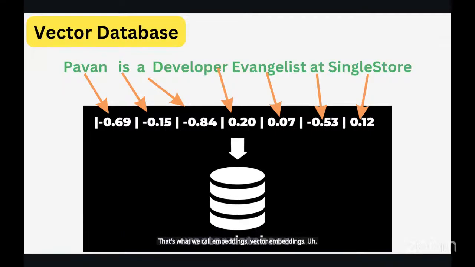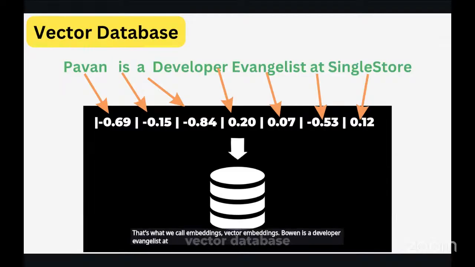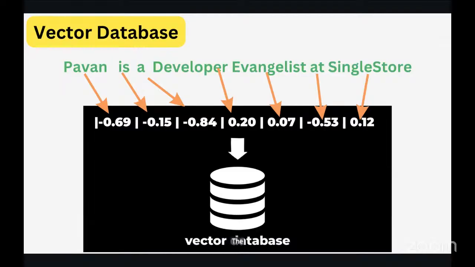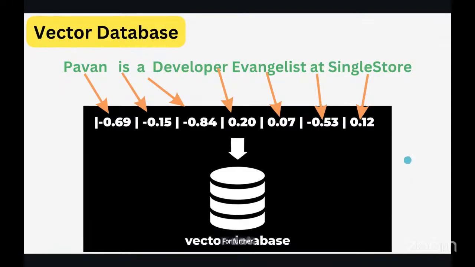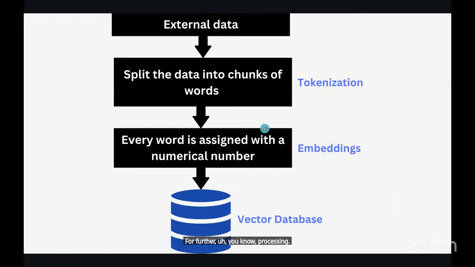Pawan is a developer evangelist at SingleStore. So the whole sentence gets chunked and each chunk is assigned a numerical value. And all these vector embeddings are stored in a vector database for further processing. So that's how this basically works.